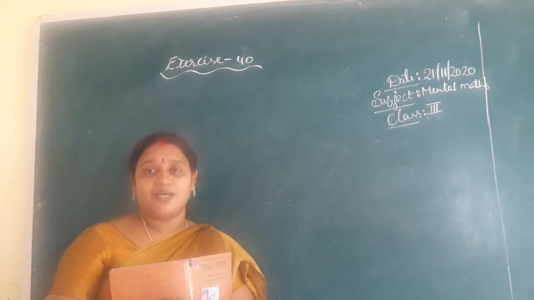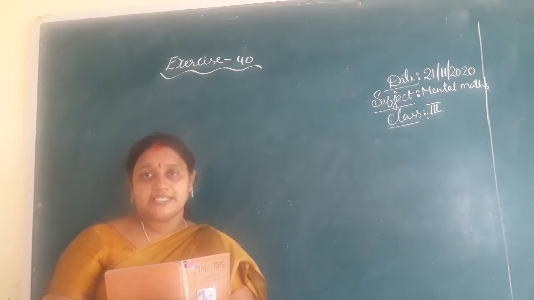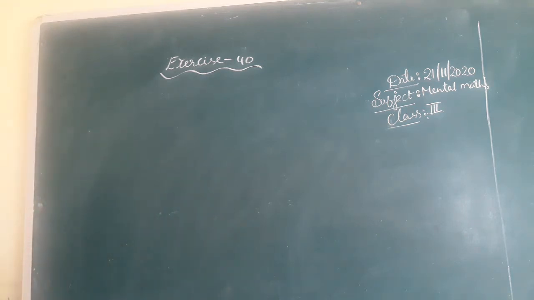In the previous class, we completed exercise 39. Now I'm going to start exercise 40. Let us start the class. See the first one in that. Write the first five multiples of 5.